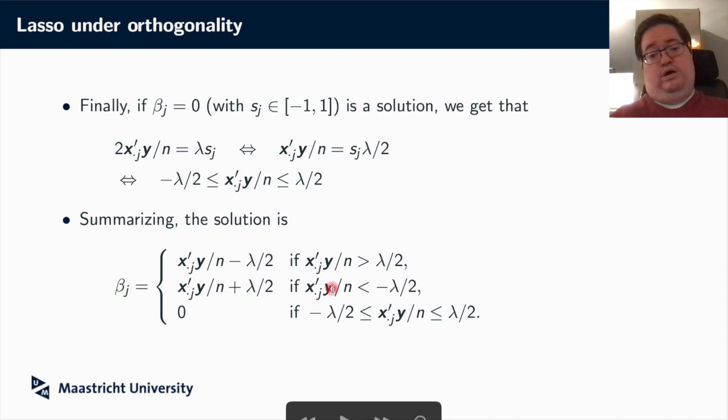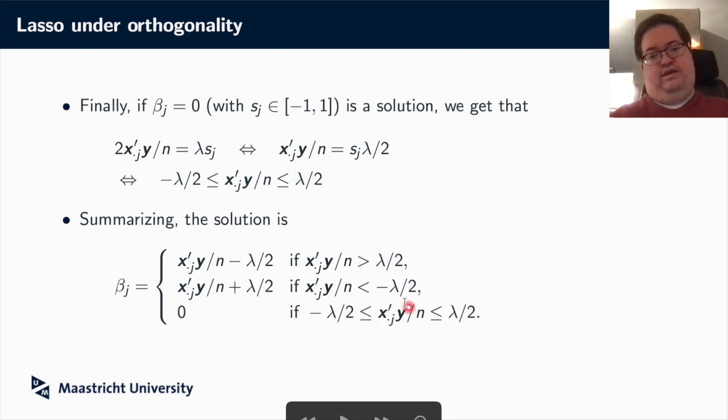If xj prime y over n is negative enough, so below minus lambda over 2, we get this solution, which is going to be a negative solution. If xj prime y over n is close to 0, at least close enough, closer than lambda over 2, then we decide to take beta j equal to 0. So we see that in this case, actually, the variable selection is happening.